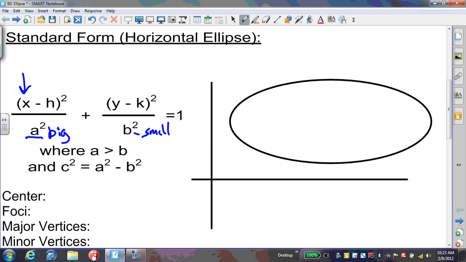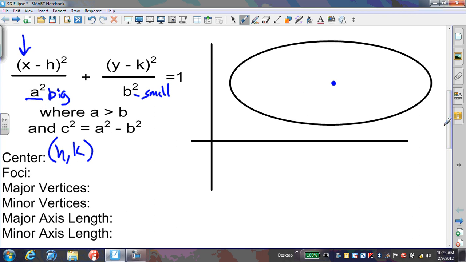So let's go ahead and start plotting the points. H comma K is your center, and that's going to go here. Again, I want to draw everything out first. I'm not worried about filling these things in. In fact, in these examples, I'm not going to fill those in. I'll just talk about them. So let's go ahead and label the center H, K.